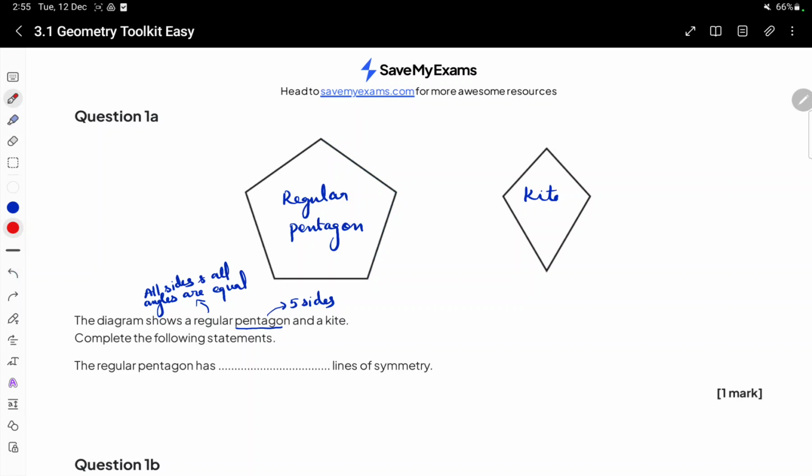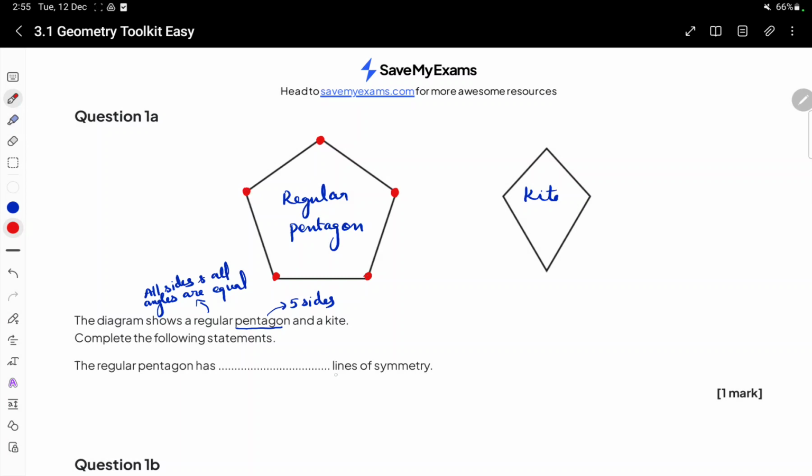Now coming back to this question: complete the following statement. The regular pentagon has dash lines of symmetry, they are asking. So in this regular polygon they have given, you have to count the vertices. How many vertices do we have? 1, 2, 3, 4, 5. So 5 lines of symmetry will be there.